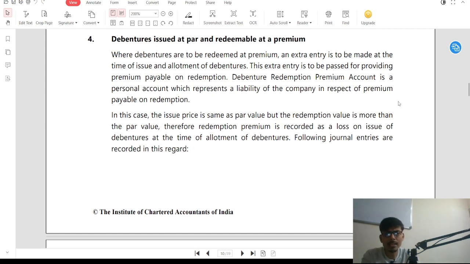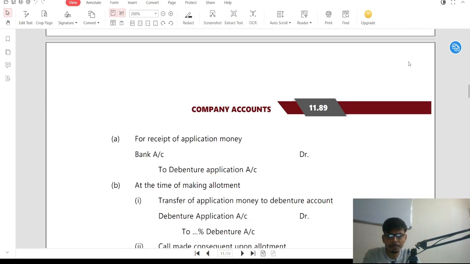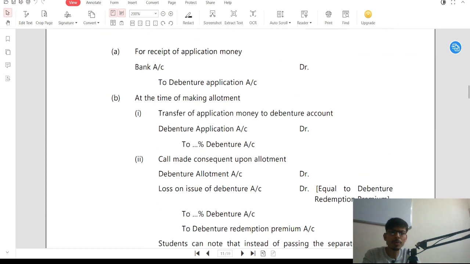Okay, let's discuss that. See here, the journal from the institute directly. Bank account debit to debenture application. We already discussed this because it's application money received. But when we are transferring the application money towards the debenture capital, the journal entry will be debenture application account debit to debenture. It's pretty easy, correct? Transfer of application money to debenture account.